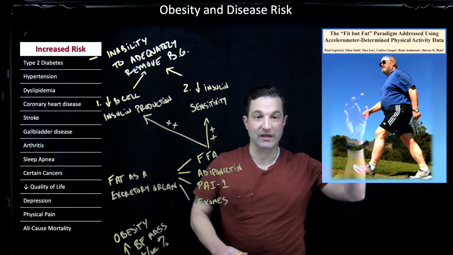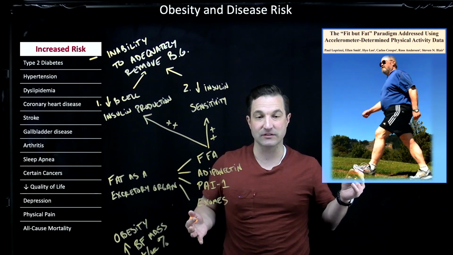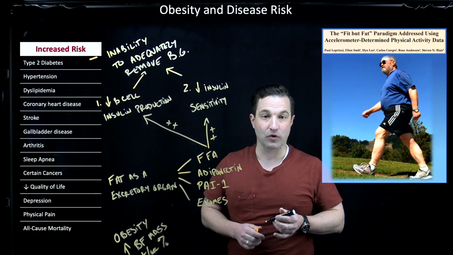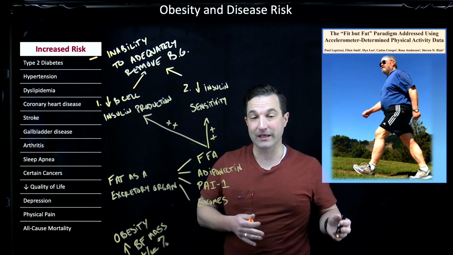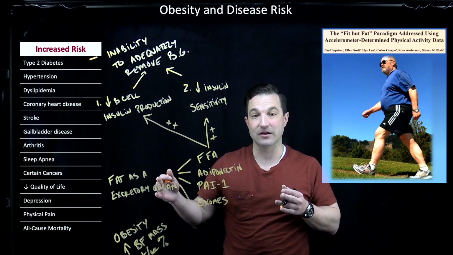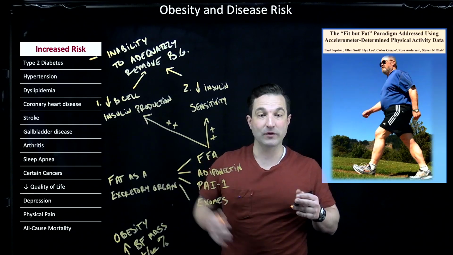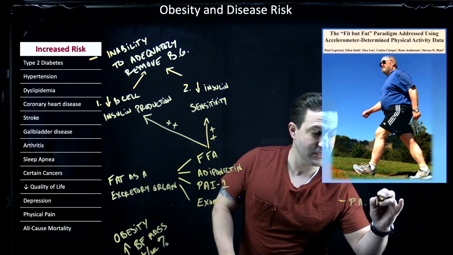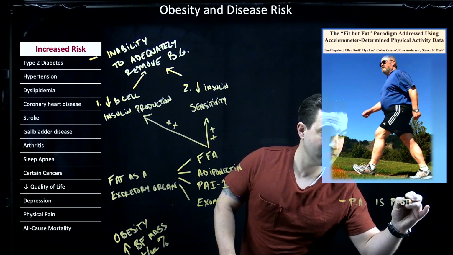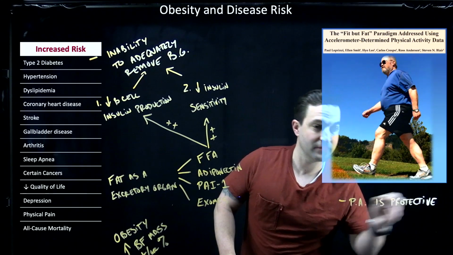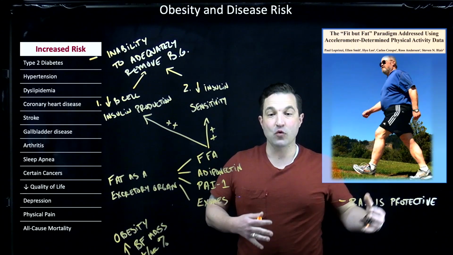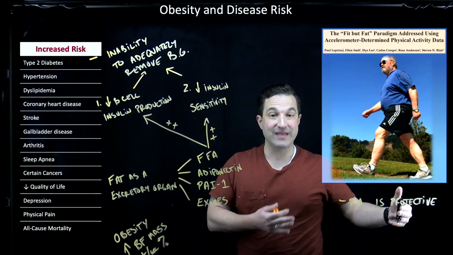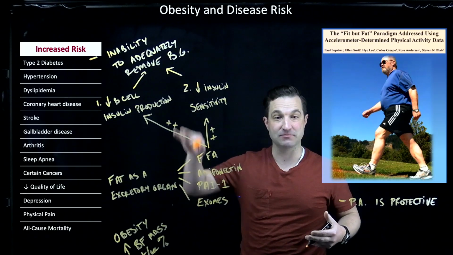However, we have to think about one other portion of this. Because this is an exercise physiology class, we need to talk about physical activity. Stephen Blair has done fantastic work over the last 20 or 30 years on the relationship between physical activity, your fitness level, and your risk. What they've been able to show is that physical activity, PA, is protective. Meaning that if you are a person with increased body fat mass but you're also physically active, that's going to help protect against some of these mechanisms right here.